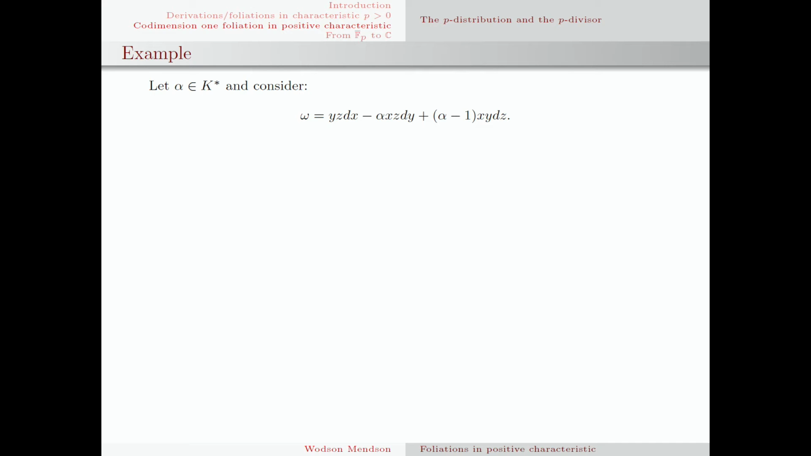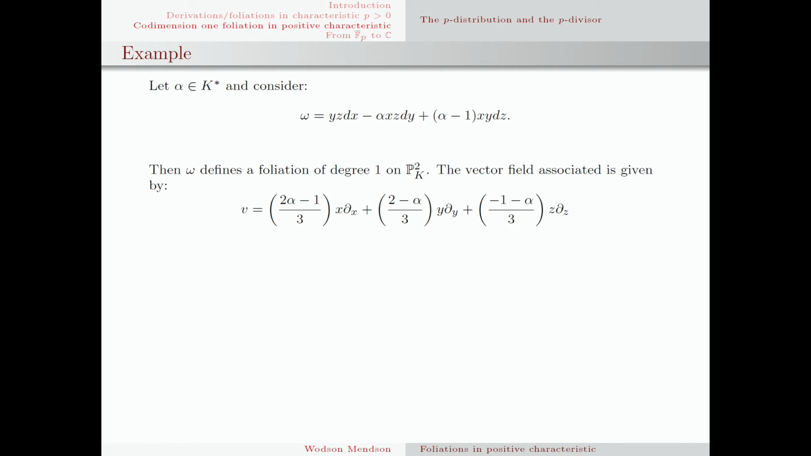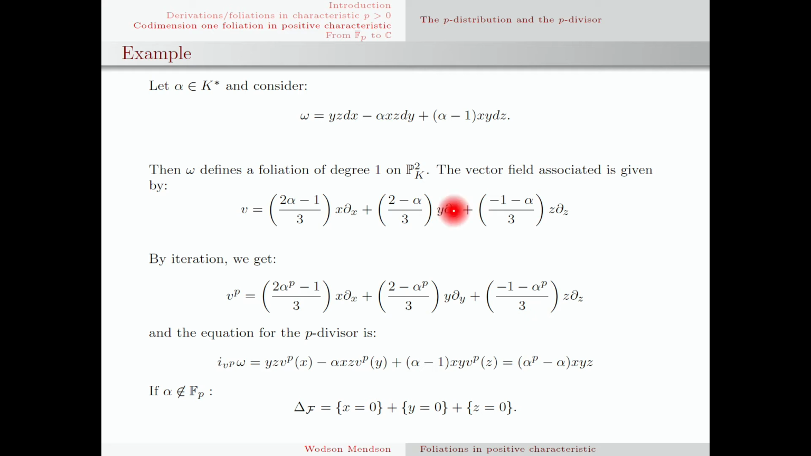So another example, the simplest case, we have this foliation of degree 1 in P2. We take the vector field, constructed in that way. By iteration, we have this. The equation for the p-divisor is just the contraction here, and we arrive at this. And the foliation is p-closed or not depending on this element here, whether it's in the prime field or not.